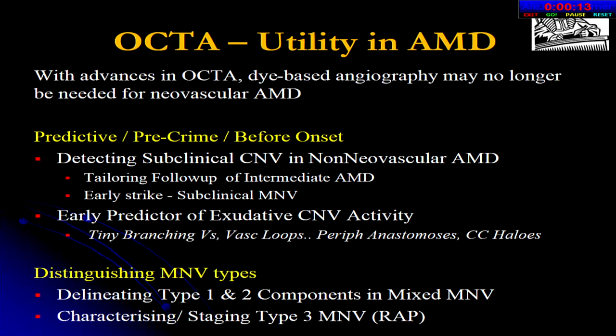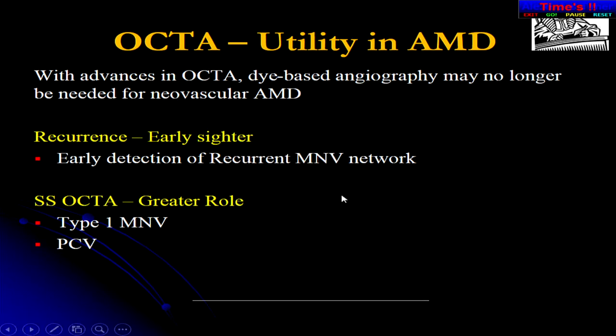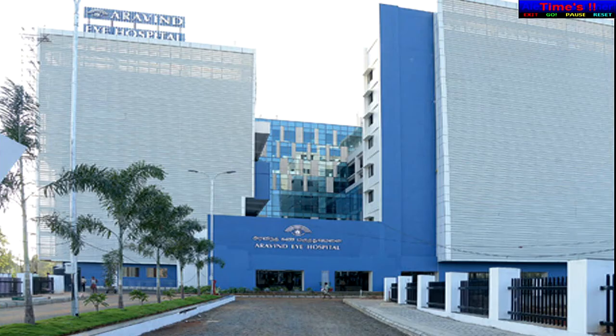Once we detect these predictors a little better, early predictors for exudative activity, like tiny branching vascular loops, differentiating the types of MNV as I've shown, and staging or characterizing RAP lesions. It can give us an early detection of this recurrent network, and SSOCT is going to play a greater role in detecting type 1 MNV and PCV specifically. Thank you.